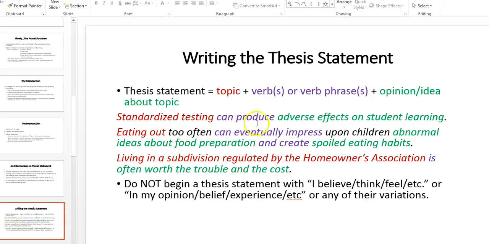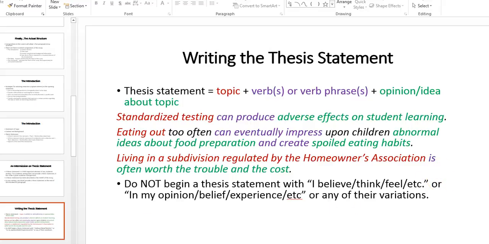Standardized testing can produce adverse effects on student learning. In this case, the thesis statement states the specific issue, which is standardized testing, and then it states the argument. What is the writer's argument about standardized testing? Well, the writer's argument is that it can produce adverse effects on student learning. Another example of a thesis statement: eating out too often can eventually impress upon children abnormal ideas about food preparation and create spoiled eating habits. The specific issue is eating out too often. What is the argument about that? It can impress upon children abnormal ideas about food preparation and create spoiled eating habits.